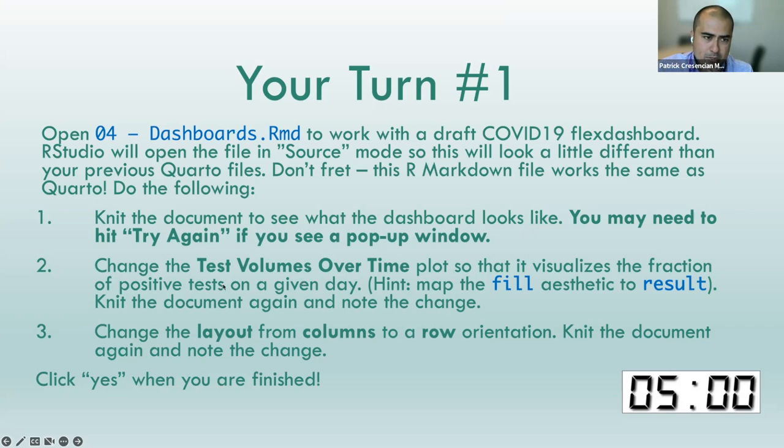And then we're going to go into the test volumes over time plot and tweak that plot to visualize the fraction of positive tests on a given day. This is just jumping back to your ggplot lesson, using the fill aesthetic and mapping that to result. Then knit the document again, note that change, and finally change this layout from a column layout to a row orientation. I'll give you 5 minutes, and then we'll come back together and walk through the exercise.